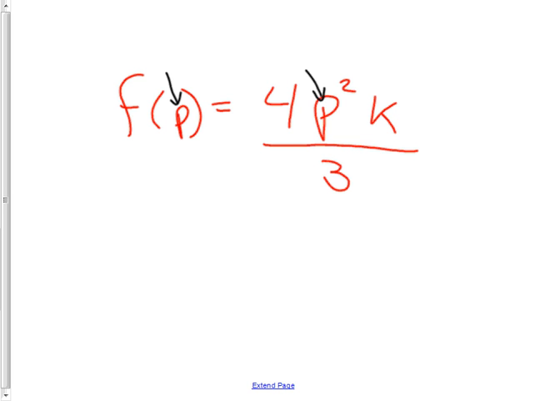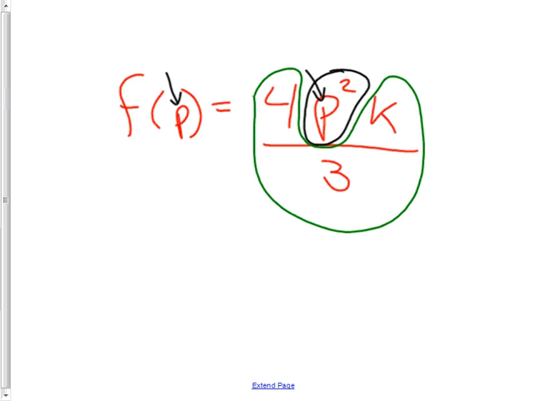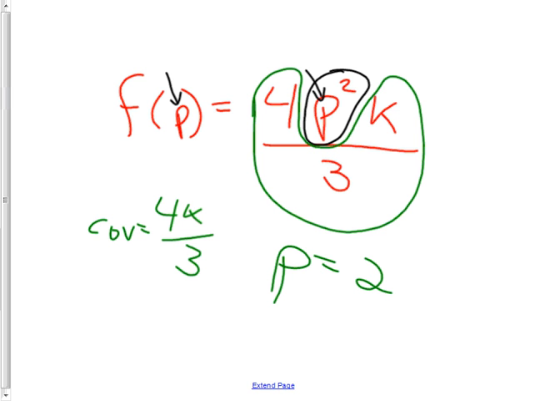Okay, so p is not the constant. So if that's the variable, then everything else must be the constant, which is all of that. So how do I write that? 4k over 3, very good. That's the COV. And what's the other thing then that we need? The power, which is what? Power is 2. That's that.